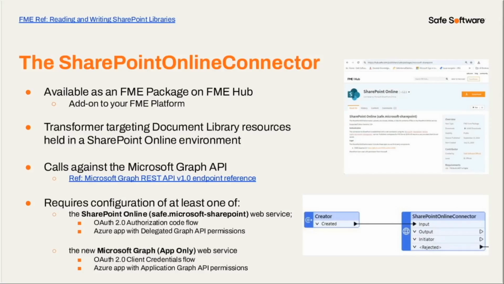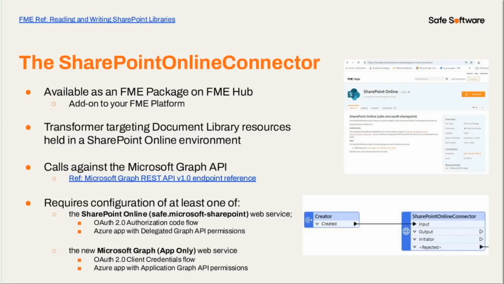It makes calls against the Microsoft Graph API, and there's the Graph API endpoint reference linked in blue. It's very helpful to get a little familiar with that reference if you're going to be using the SharePoint Online connector quite a bit. And to use this connector, you will need to configure one of the two bolded FME web services shown on this slide, in that last major bullet point there. You would choose which web service to configure based on the OAuth 2.0 grant flow that you need to follow.